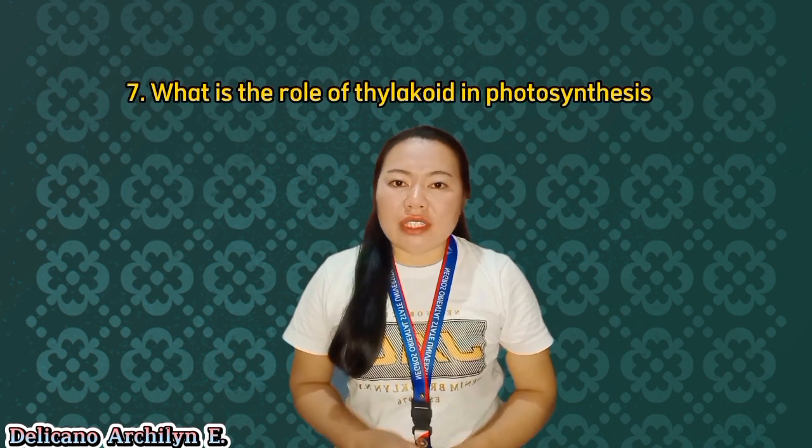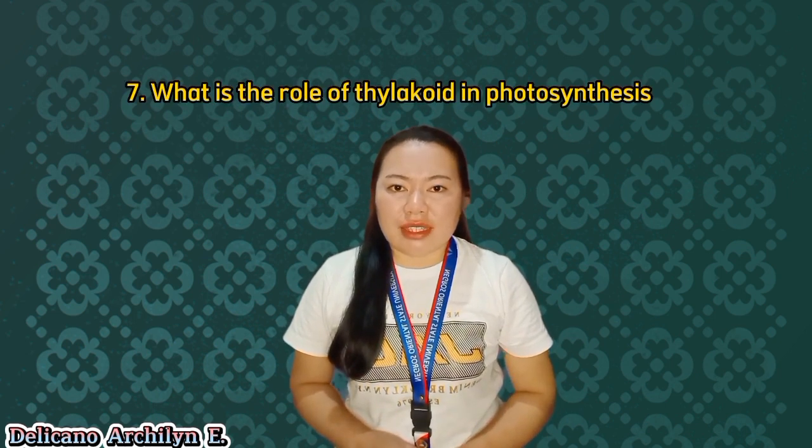7. What is the role of the thylakoid in photosynthesis? The thylakoid is the site of photochemical, or light-dependent, photosynthesis reactions. Chlorophyll in the thylakoid membrane absorbs sunlight energy and participates in the formation of ATP, or adenosine triphosphate, and NADPH, or nicotinamide adenine dinucleotide phosphate, in the light reaction of photosynthesis via electron transport chains.